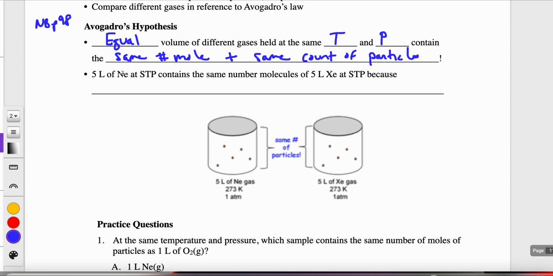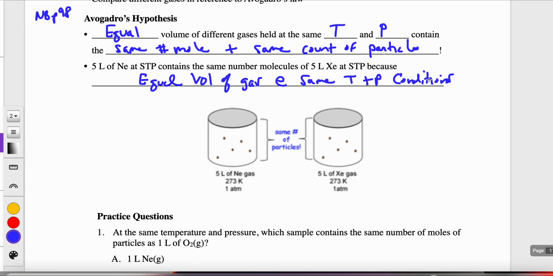The reason that the neon sample and the xenon sample have the same number of molecules is because they have equal volumes of gas at the same temperature and pressure conditions. Therefore, their number of moles and their counts are exactly the same.